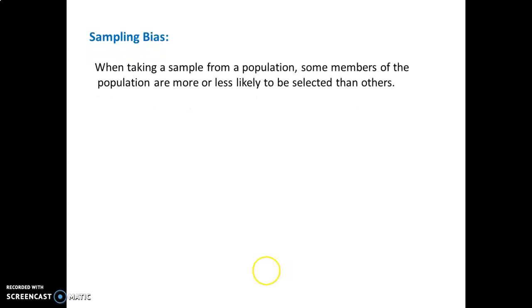Okay, so now we can also come across sampling bias, because we're talking about taking a sample from a population in order to represent the whole population. So we can have bias. Our sampling technique might be biased, and this means when you take a sample, some members of the population are more or less likely to be selected than others.